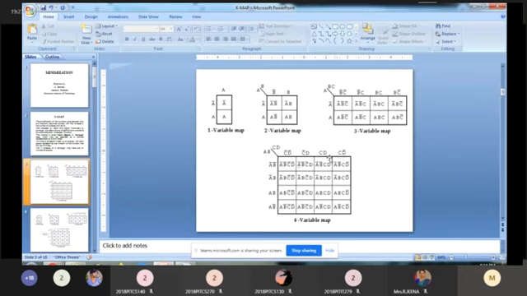Here what are the values? Here first box, this one and this one, so A bar, B bar, C bar and D bar. Here A bar, B bar, C bar and D. Here A bar, B bar, C and D. Here A bar, B bar, C and D bar. Here A bar, B, C and D bar. C bar, D bar. By following this, you have to fill the boxes. Have you all understood?